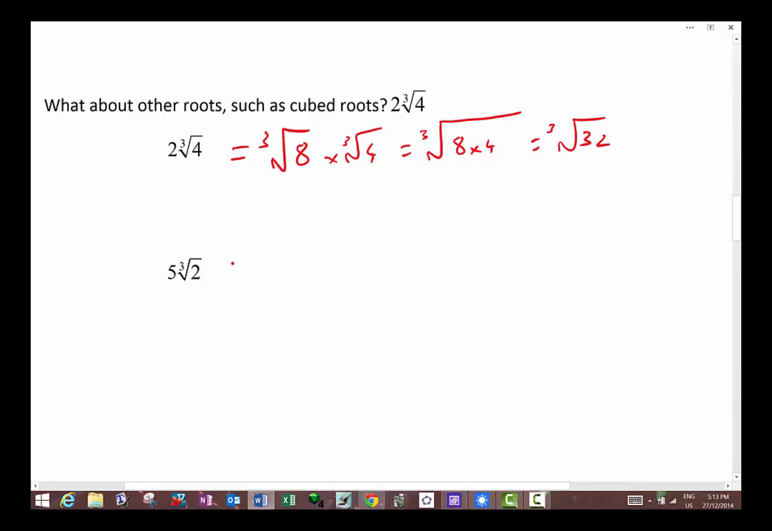And in the same way, 5 times the cube root of 2, well, we can think of 5 as the cube root of 125. So the cube root of 125 times by the cube root of 2 is going to be the same as the cube root of 125 times by 2, which is going to be the cube root of 250.